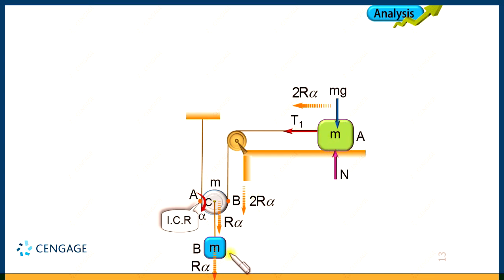Now let us consider the free body diagram of block B. Block B has two forces, the weight and the tension force. So this is the free body diagram of block B, and we know the acceleration of block B is r alpha, in the downward direction.